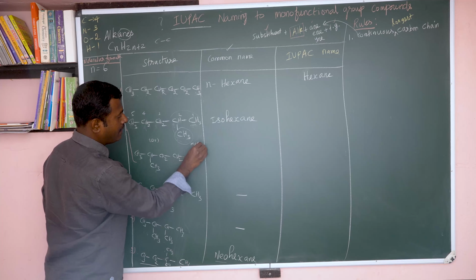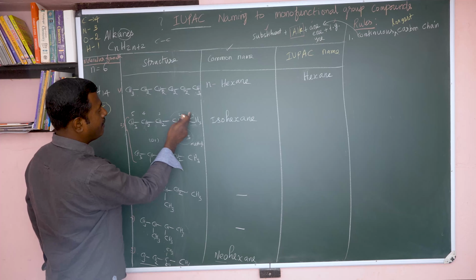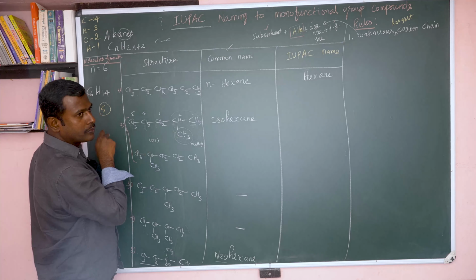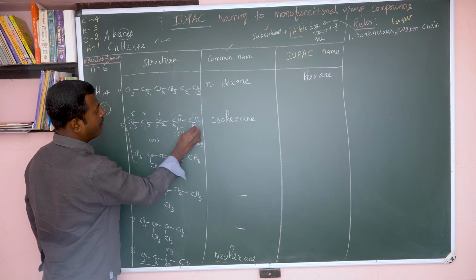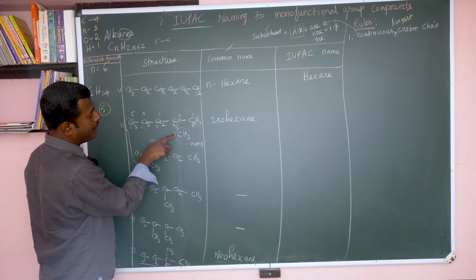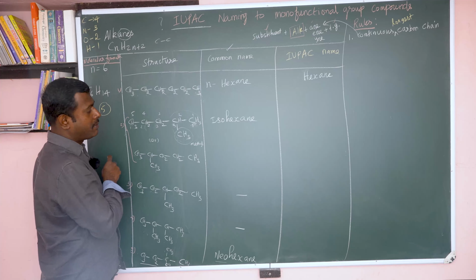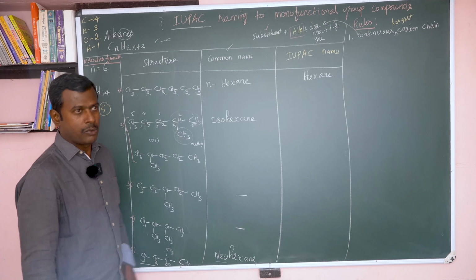Methyl. If you start giving numbers from this side, the number for the methyl group is 2. Then if you start giving numbers from here, 1, 2, 3, 4, 5, the methyl group will get number 4. Which should be given? Which is the position of the methyl group, whether 2 or 4? Here the rule comes.